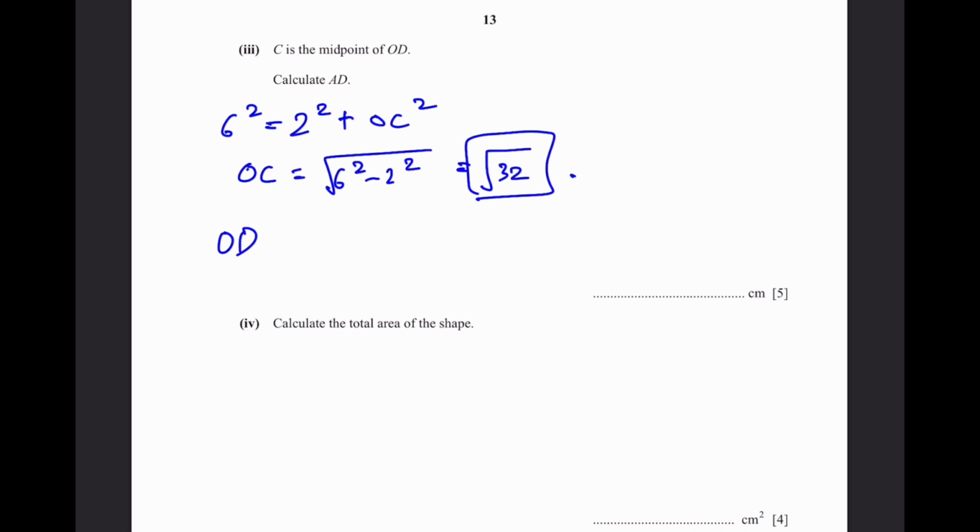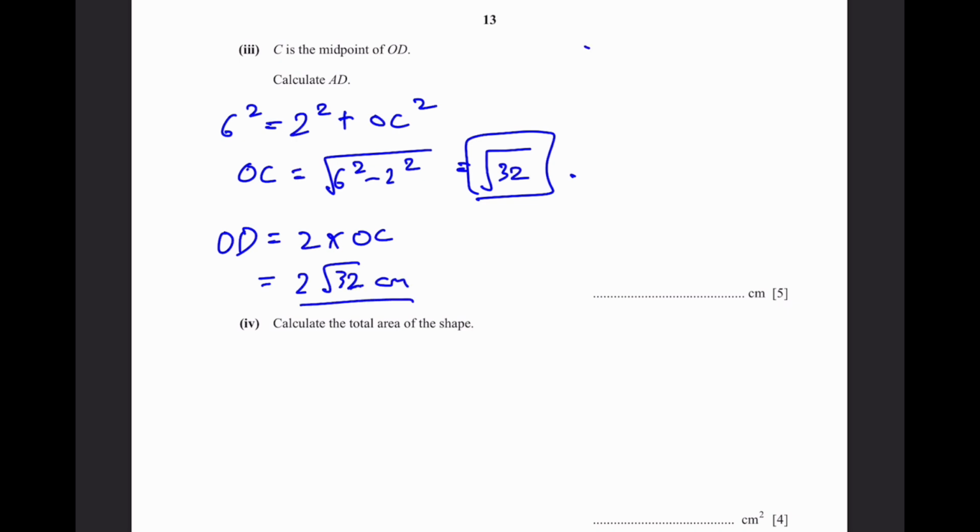So OD is equal to 2 times OC, right? Since C is the midpoint, it splits the line exactly in half. So if you want to find the line which is longer, OD, we just have to double the length over here, since it's the same on both sides of the point C. So that's just 2 times root 32 centimeters.